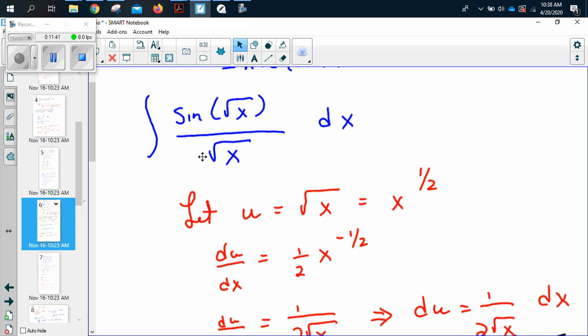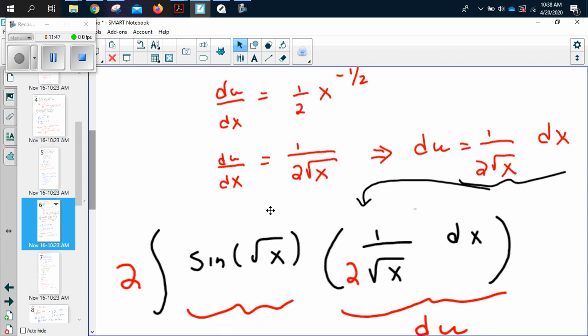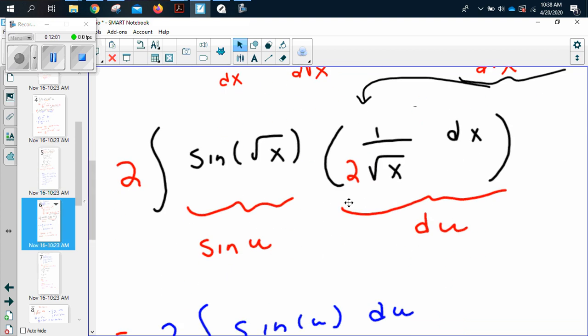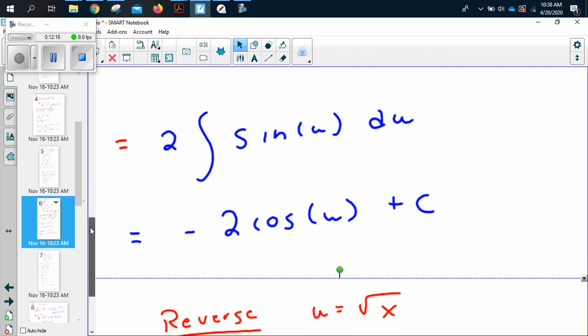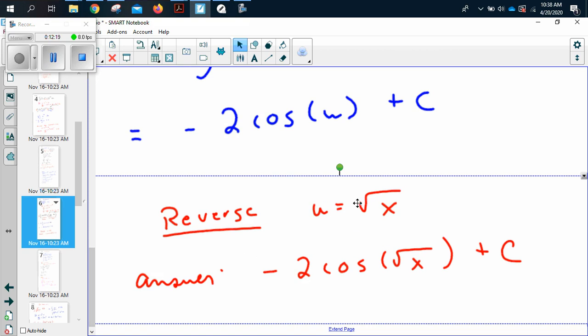I just need to divide by 2 here, and I can do that if I multiply by 2. So that's what I'm going to do, because I want this to be this. It didn't have that 2 in the denominator, so when I put that there, I'm dividing by 2, so then I need to multiply by 2, so that I really haven't changed the problem. Then I'm going to write everything in terms of u, and so I have a much simpler integral. The antiderivative of sine of u is a minus cosine u, so my answer so far is minus 2 cosine u plus c. But then I've got to reverse the substitution. u was the square root of x, so I have minus 2 cosine square root of x plus c.